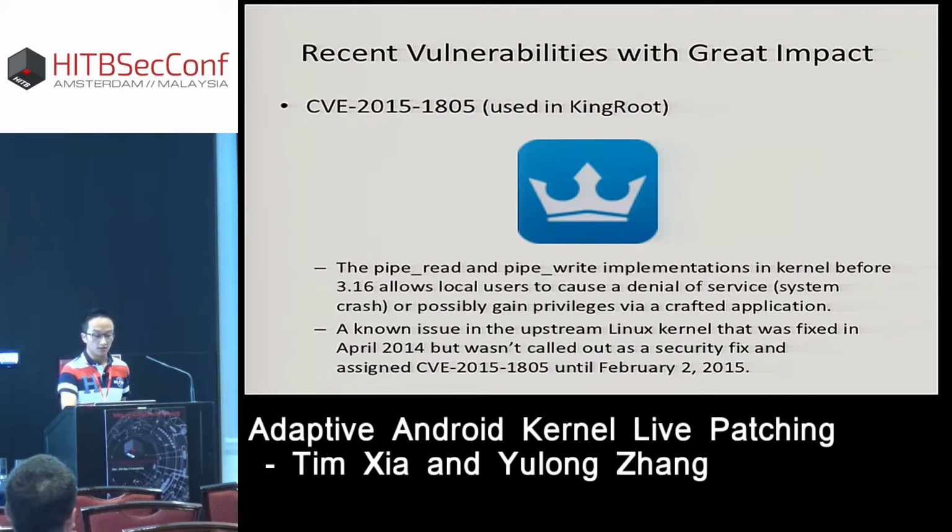And the most recent famous one is the pipe root. There is actually no official name for this. It was reverse engineered from KingRoot and got exposed to the public. The problem is that the pipe read and pipe write implementations in the kernel allow local users to cause privilege escalation. To be noted, this is a known issue in the upstream kernel that was fixed in April 2014, but it wasn't called out as a security fix and assigned a CVE ID. So Google Android AOSP didn't fix it until most recently.